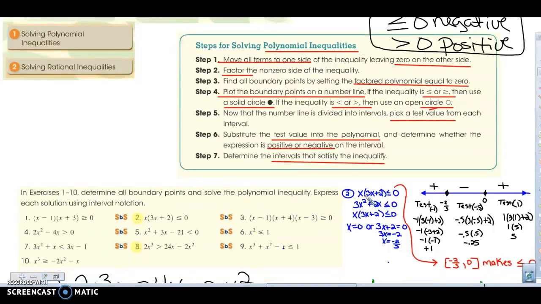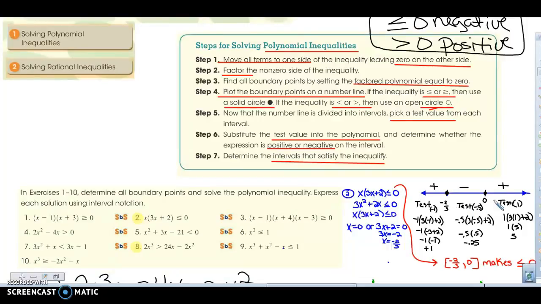Problem number 2 from your book is written here. Notice everything is already on one side of the problem, 0 on the other, so step 1 is taken care of. Notice that the problem is actually already factored, so step 2 is done. So what we're going to do now is actually set each factor equal to 0. So we end up with x equals 0, and we end up with 3x plus 2 equals 0, and we solve and end up with two values for x, 0 and negative 2/3.